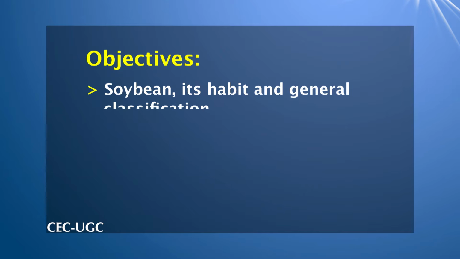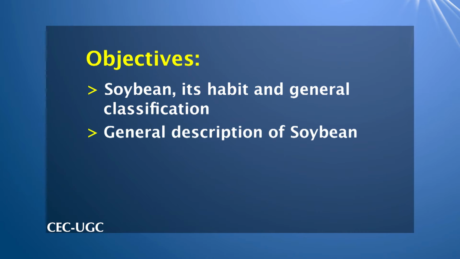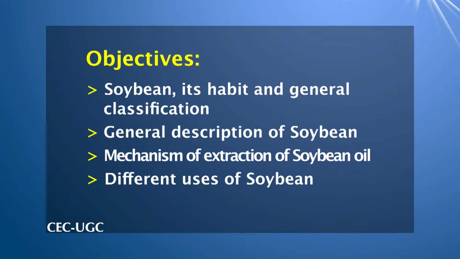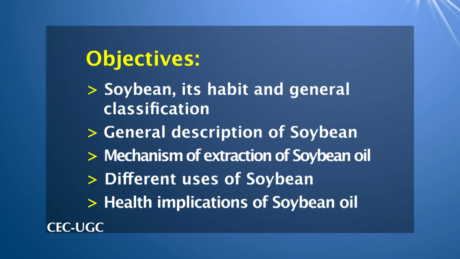The main objectives of today's deliberation are: Number 1. To gain knowledge about the soybean, its habit and general classification. Number 2. To know about the general description of soybean. Number 3. To gain an insight into the mechanism of extraction of soybean oil. Number 4. To study in detail different uses of soybean. And finally, to study the health implications of soybean oil.